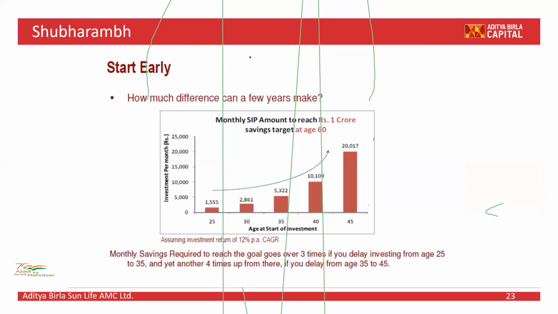So start early, because the major growth you will be seeing is at the later part of the time, because it's compounding. Whenever it's compounding, you don't see the benefits in a shorter period of time. With compounding, you can see the benefit over a longer period of time.